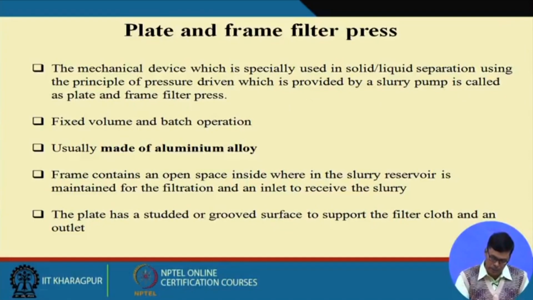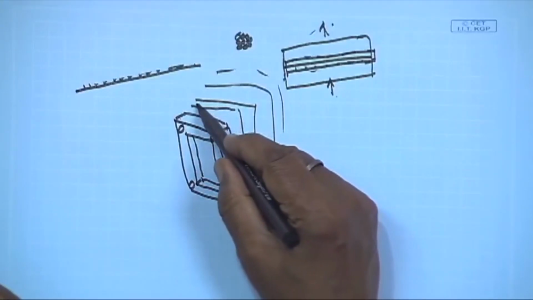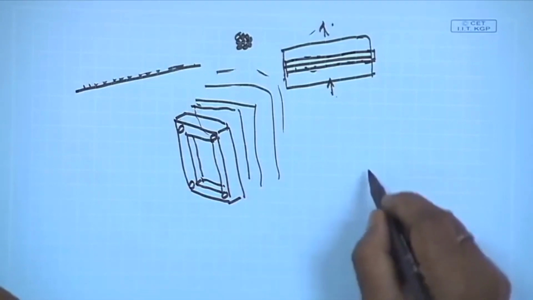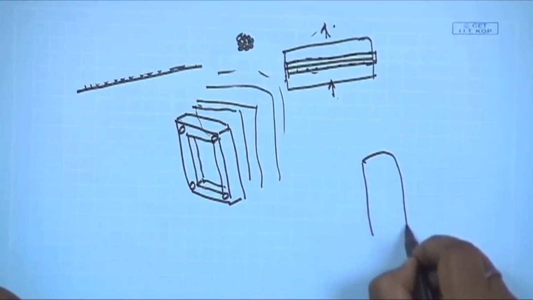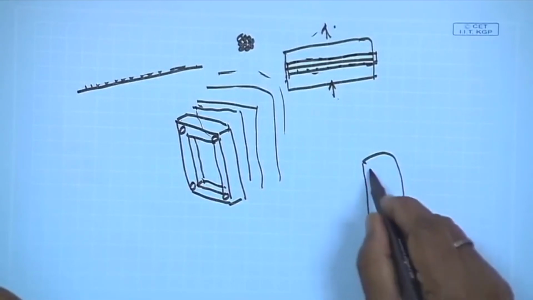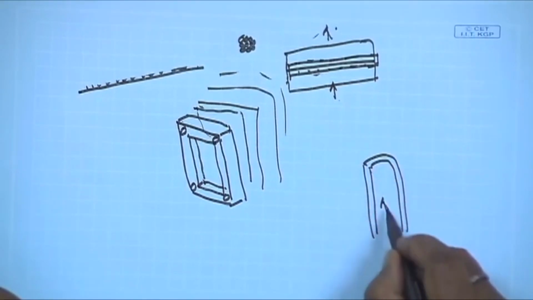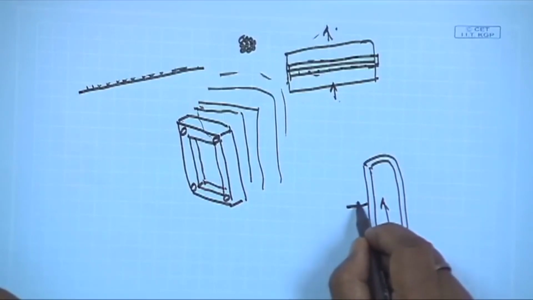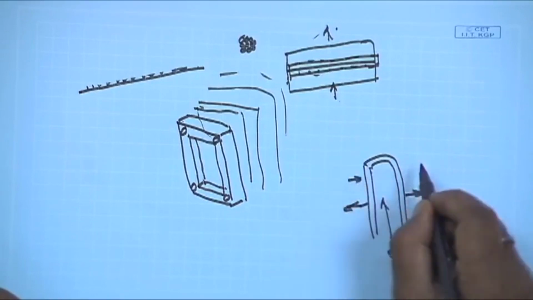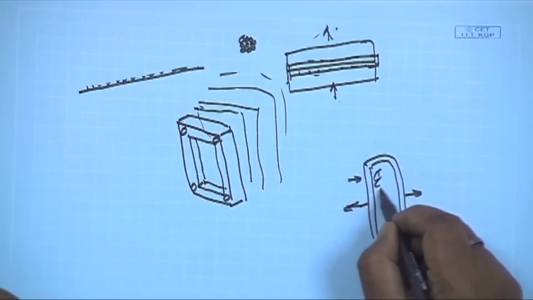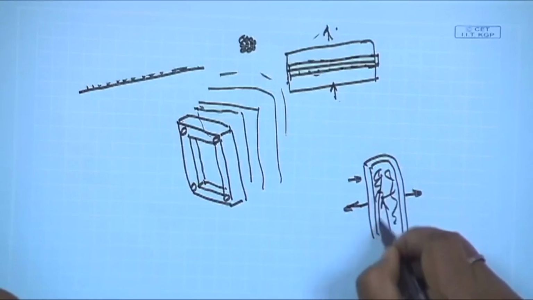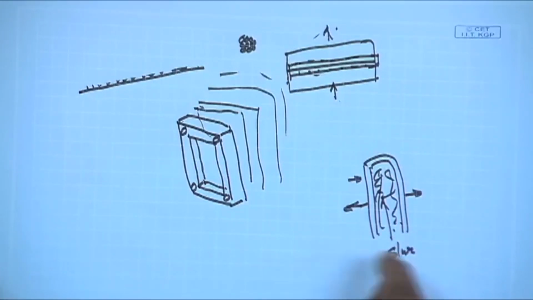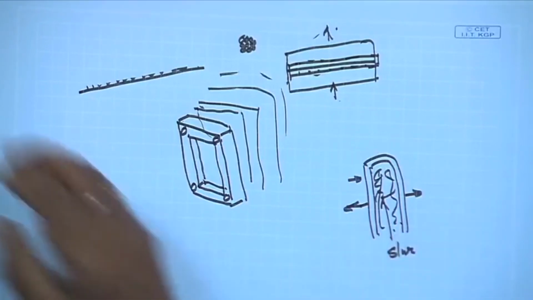Suppose this is the frame here, and we put the thick cotton pad here, and we pass the slurry. Then what will happen with the pressure? Liquid will come out like this, and the solid material accumulates inside the thick cotton pad. When it is full, you stop the operation and take this out.